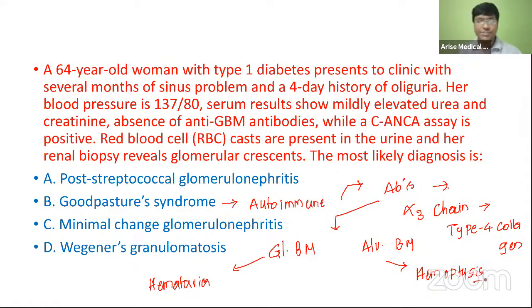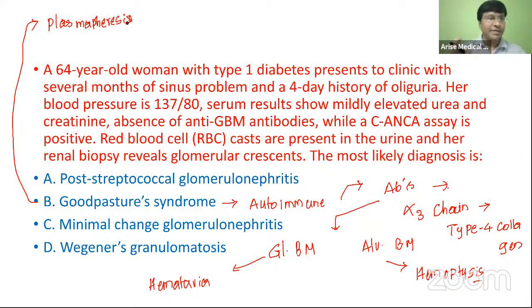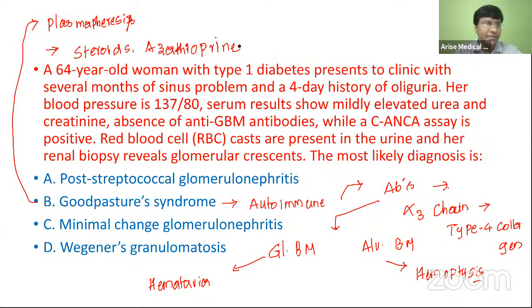And how do you treat these patients? How do you treat Goodpasture syndrome? First of all, you should remove the existing antibodies. For removal of the existing antibodies, you need to do plasmapheresis. At the same time, you should also prevent new antibody formation. How will you prevent the new antibody formation? That is by steroids as well as azathioprine. So these are the drugs which have to be given for prevention of new antibody formation. Otherwise, how will you remove the existing antibodies? By doing plasmapheresis. So these are some of the very important points related to Goodpasture syndrome.